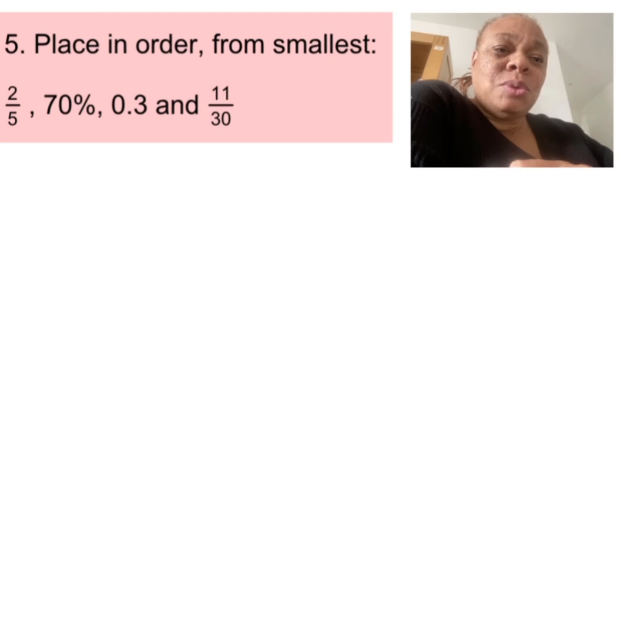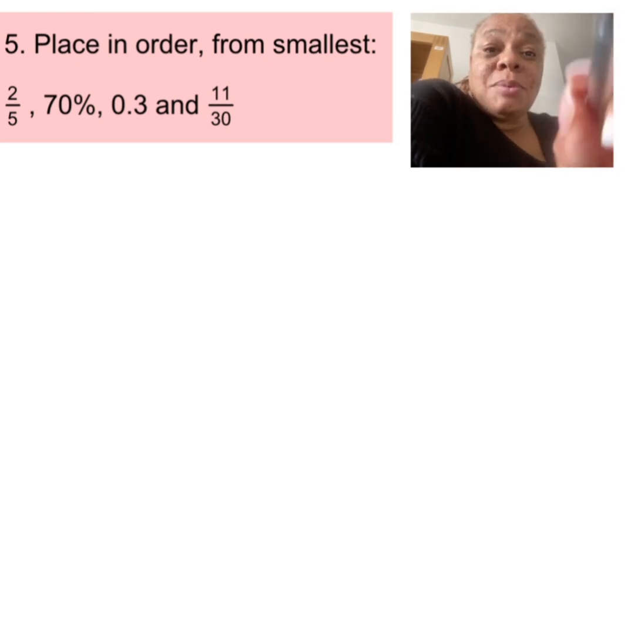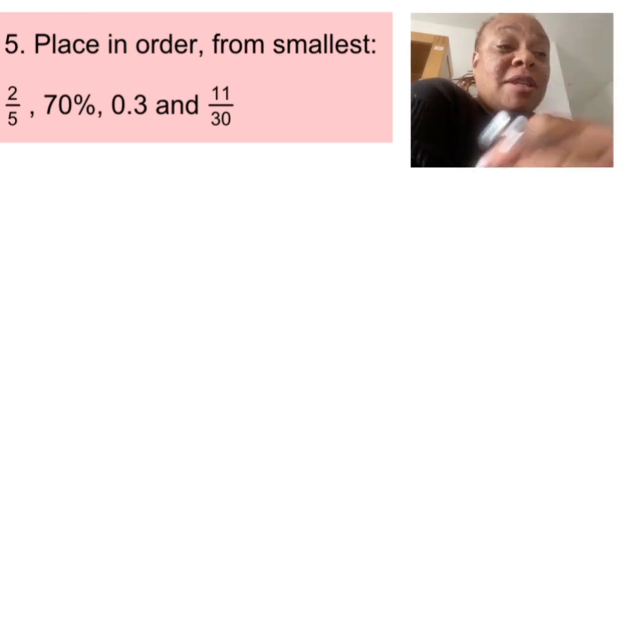I think what I will do is convert all these numbers to fractions, and I will make the denominator the same. When you're converting to fractions, you have to make the denominator the same. And I think I will have to make all the denominators 30. I'll make 30 the common denominator. So I'm going to change them all to fractions.